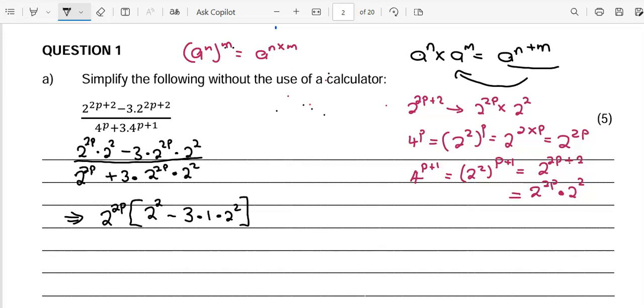The reason we took the 2 to the power 2p out as a common factor is that I need to make sure that whatever I take out on top as a common factor, I should also have on the bottom so that the 2 can cancel. So on the bottom, I can also take the 2 to the power 2p out as a common factor. I'm left with 1 plus 3 times 1 times 2 to the power 2.